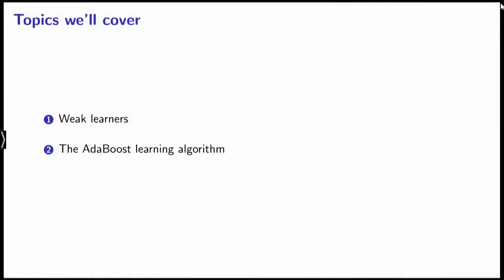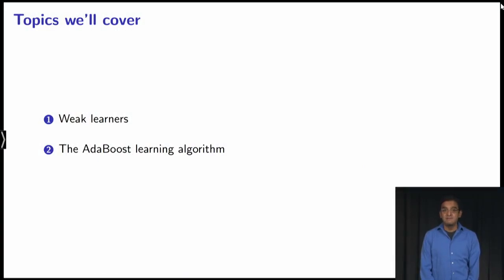Today, we'll look at a truly ingenious way of combining simple classifiers. It's called boosting. So we'll start by introducing the notion of a weak learner, and then we'll see how the deficiency of such a learner can be overcome by using boosting, in particular by the lovely AdaBoost learning algorithm.